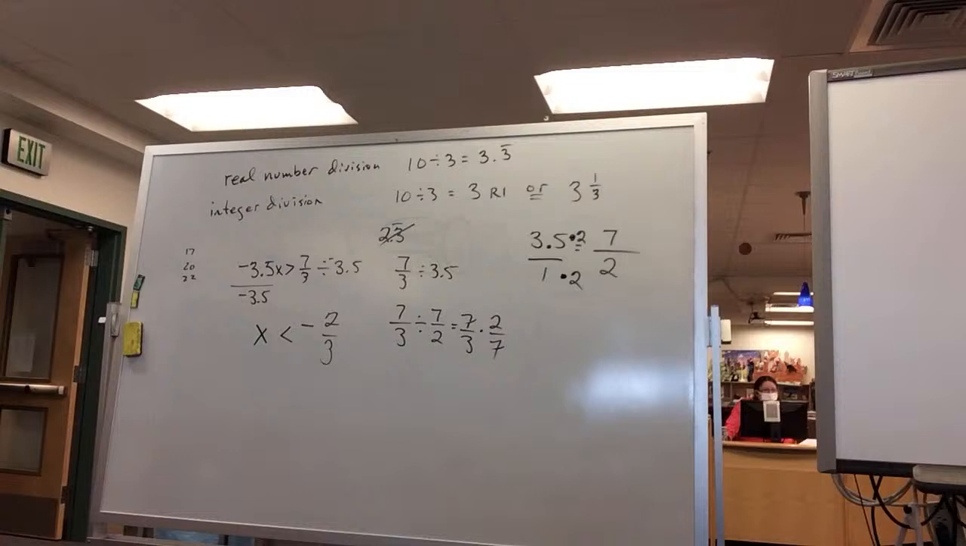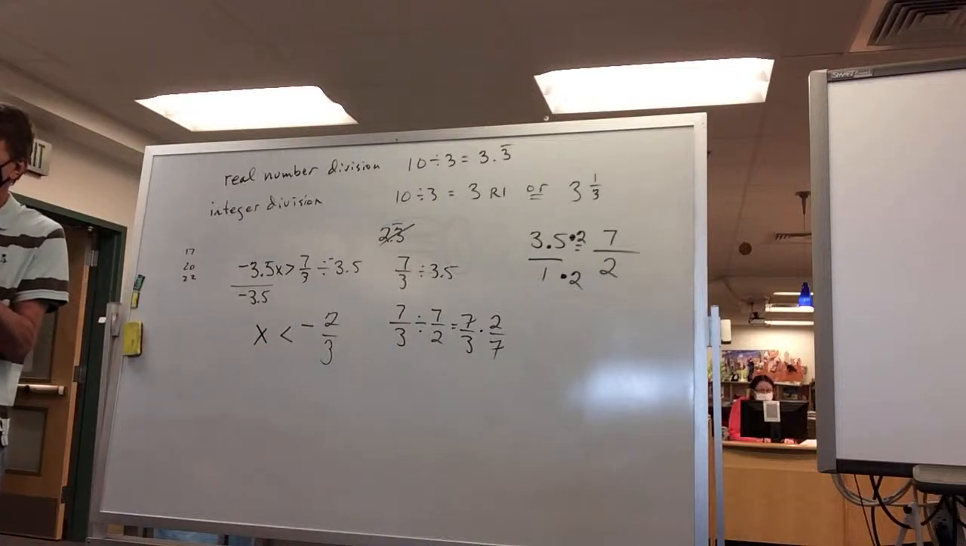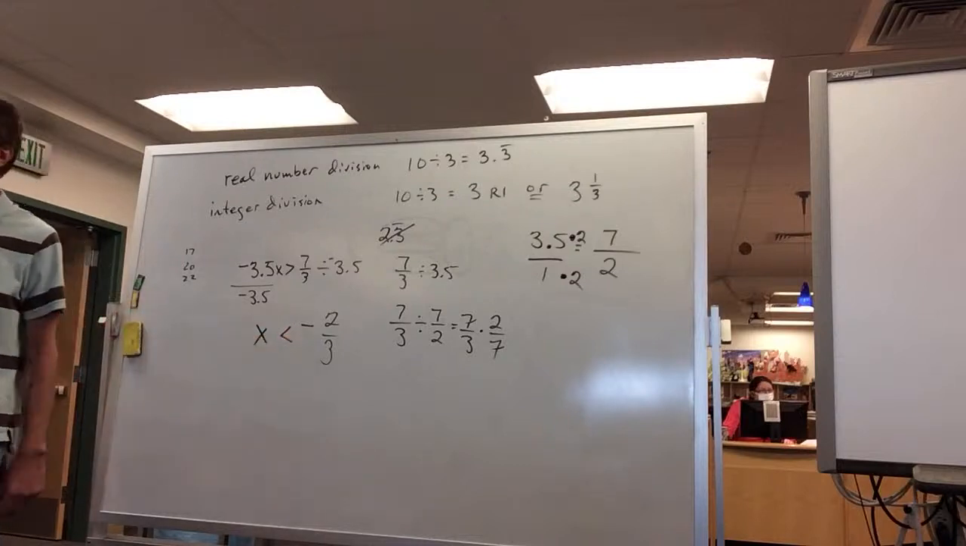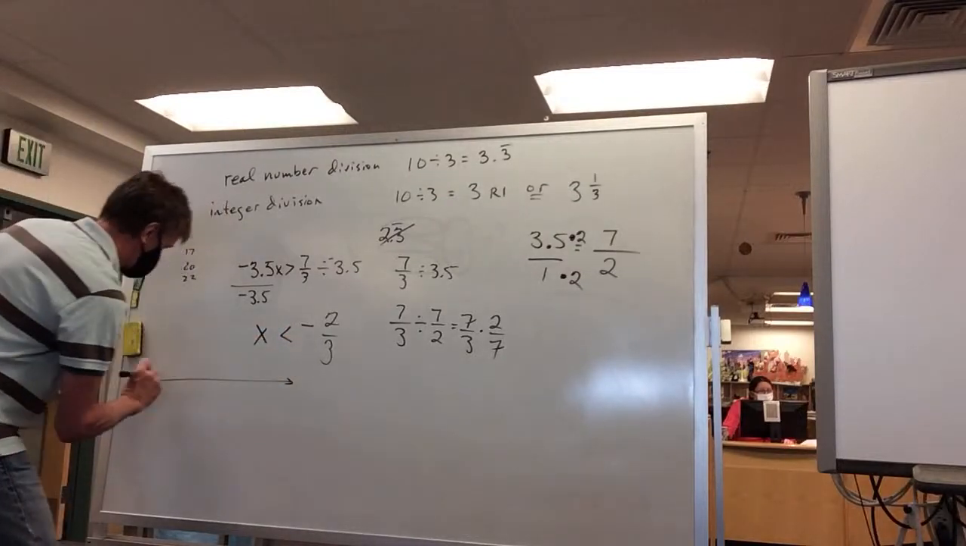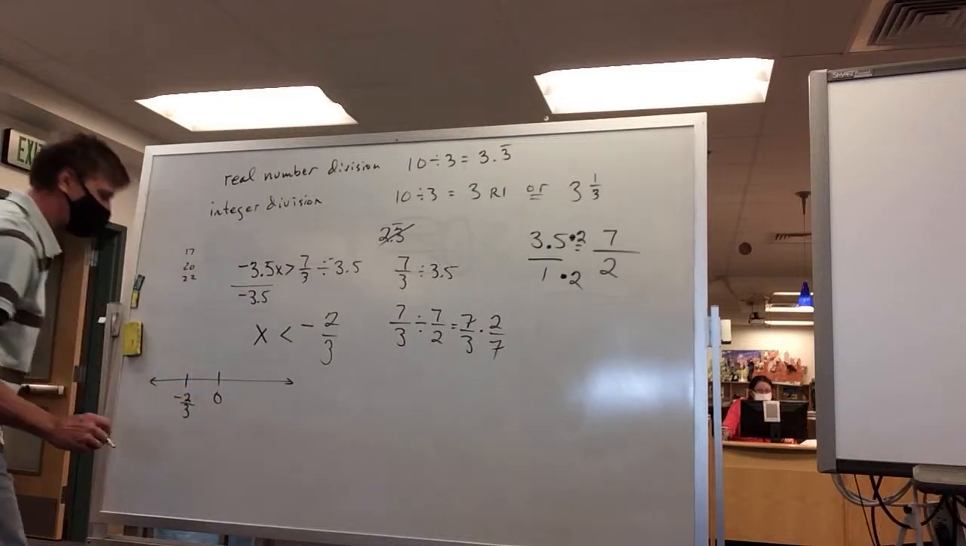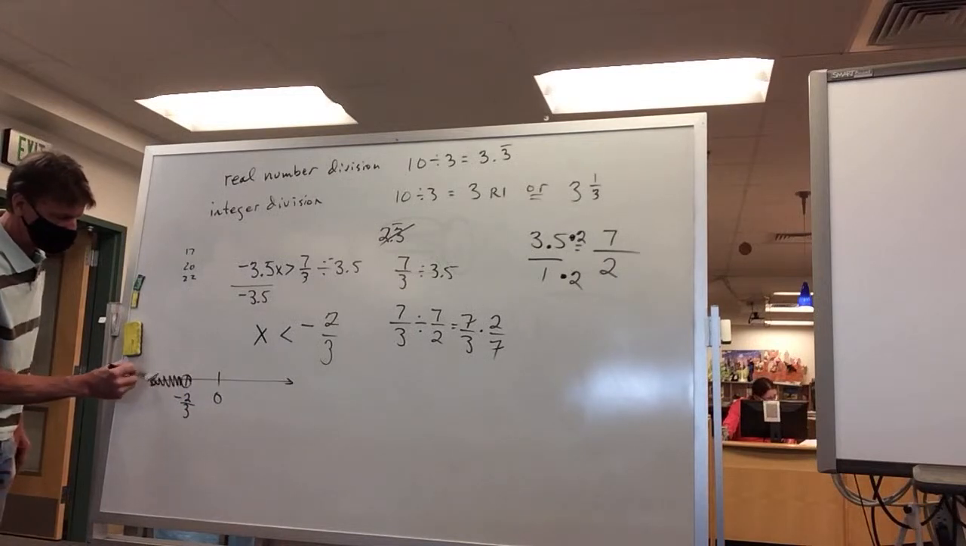So let's see if it makes sense. This is the cutoff for where all of your answers can be. All of your answers can be smaller than that number. So if we pictured this on a number line, all of our answers are going to be smaller than -2/3.